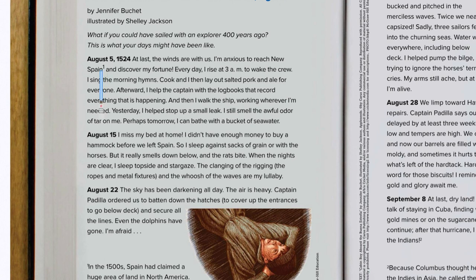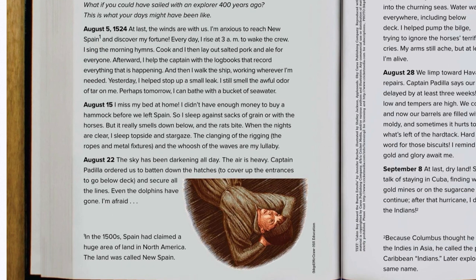I want to stop right there. After New Spain, there's this one right here. And here's what that means. That one right there correlates to this one right here at the bottom. And it says, in the 1500s, Spain had claimed a huge area of land in North America. The land was called New Spain. Okay, let's get back to this.